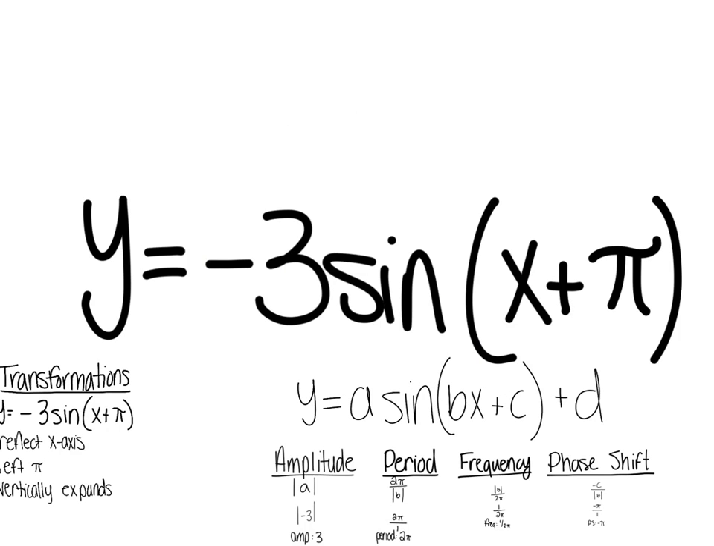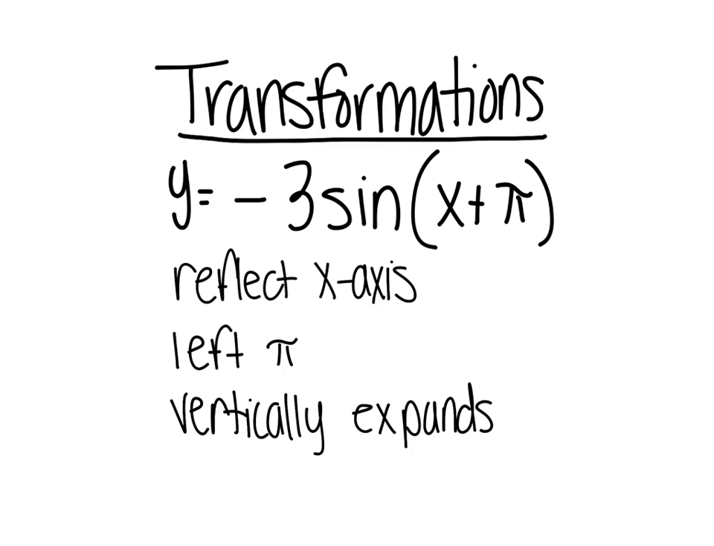The first equation is y equals -3 sine multiplied by x plus pi. The negative at the beginning of the equation causes the graph to reflect over the x-axis. The positive pi being inside of the parentheses causes the graph to move left pi, and the 3 being bigger than 1 causes the graph to vertically expand.